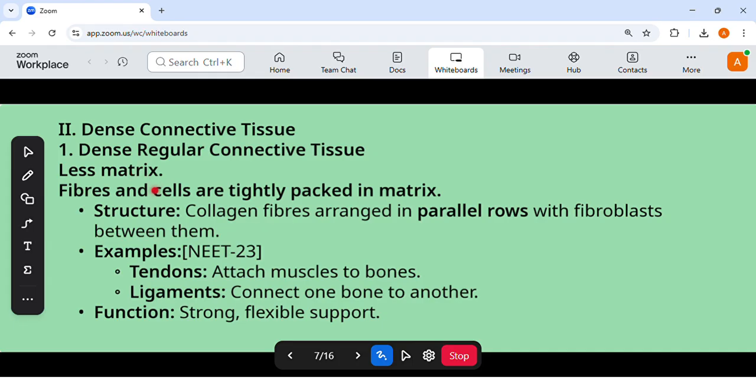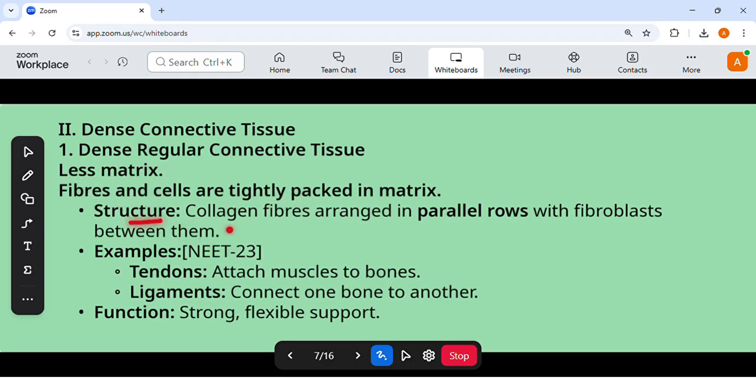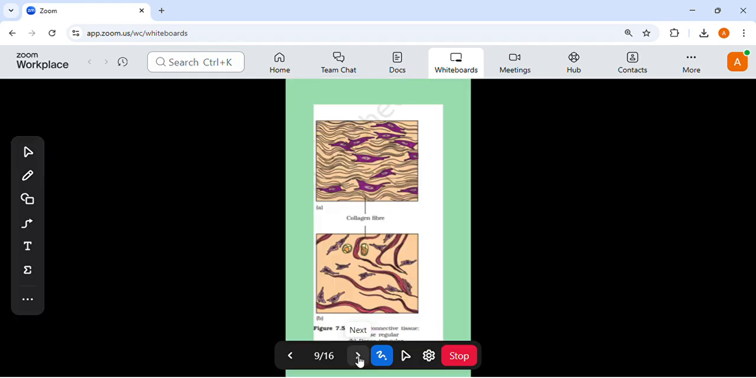So here you see the dense regular tissue, the matrix is less, cells and fibers are tightly packed, regularly arranged in a serial way, tightly packed cells and fibers. You see the structure of this dense regular tissue, collagen fibers are arranged in parallel rows with fibroblasts between them. So you see regularly they are arranged in parallel rows. Here I can show you the diagram. So you see how they are regularly arranged.